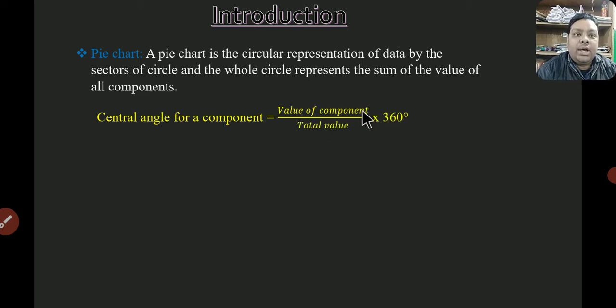We will write the value of the component which is given in the question, divide it by the total value obtained by adding all the values, and multiply by 360 degrees to convert it into degrees.